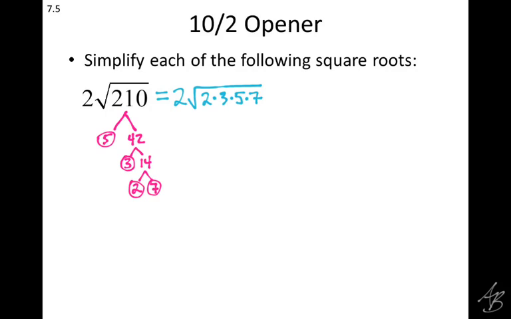Now, Jordan, can we simplify this one? No. Why not? We don't have any numbers inside that are pairs. We don't have any that match up. So that means we can't simplify it, which means that our answer is going to be the same thing as the question. So we could multiply it back out. Don't forget that 2 out front. When we multiply 2 times 3, we get 6, and then times 5 is 30, and then times 7 is 210. Same thing we started with.